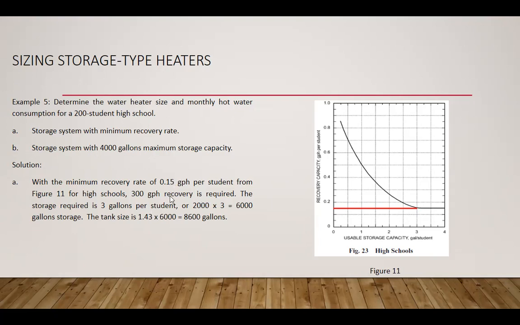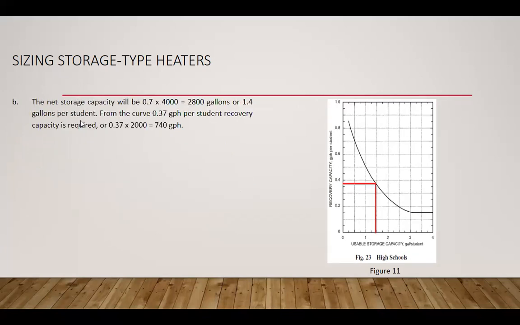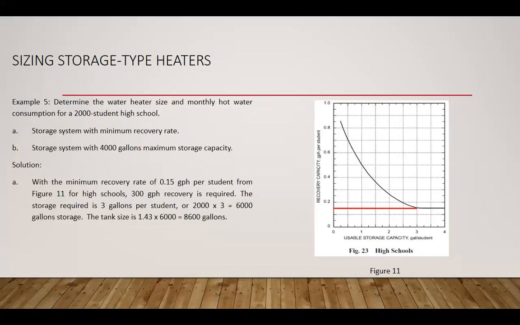So 200. I think may mali. So this is 2,000 para magtali. Kasi nga yung ano? Okay. 2,000 students siya. So mali sa pagkasulat sa reference kukopya. Okay. So yan nga. So this is 300 gallons per hour recovery is 2,000 times 0.15. Yan. So the storage required is 3 gallons per student, or 2,000 times 3, or 6,000 gallons. The tank size is 1.43 times 6,000, or 8,600 gallons.